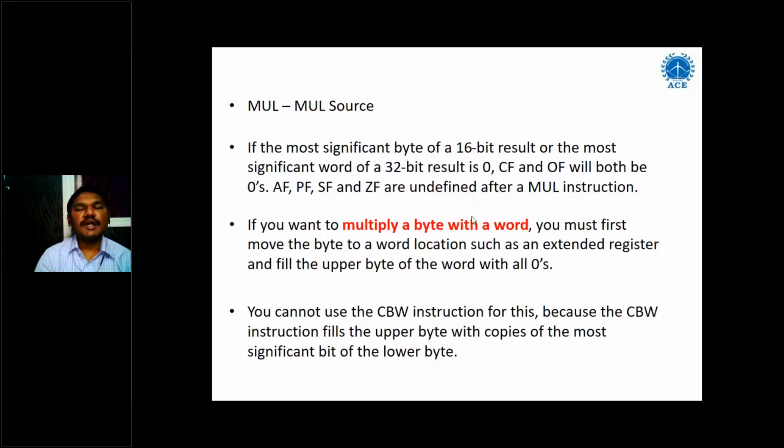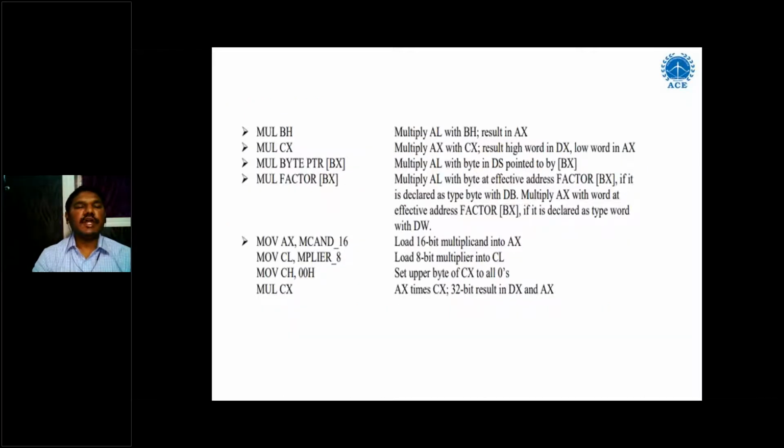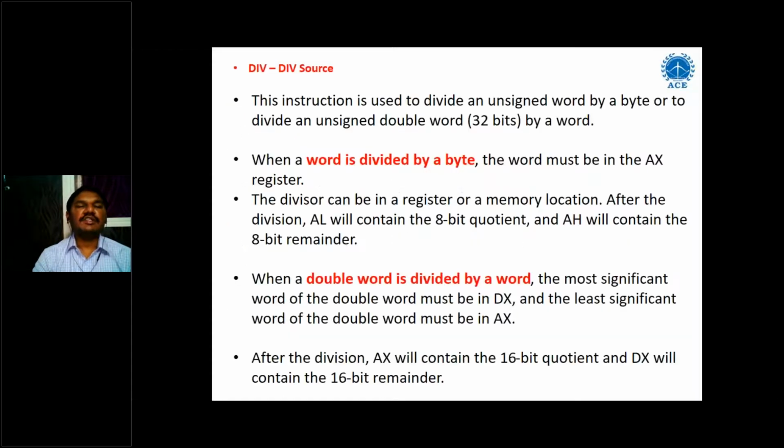Next, if you want to multiply a byte with a word, that means 8 bits with 16 bits, then in your 8 bits, the remaining 8 bits must be filled with all zeros. Then it becomes 16 and 16, and then you can multiply. So these are all examples of multiplication, and this is the division, same as the multiplication.